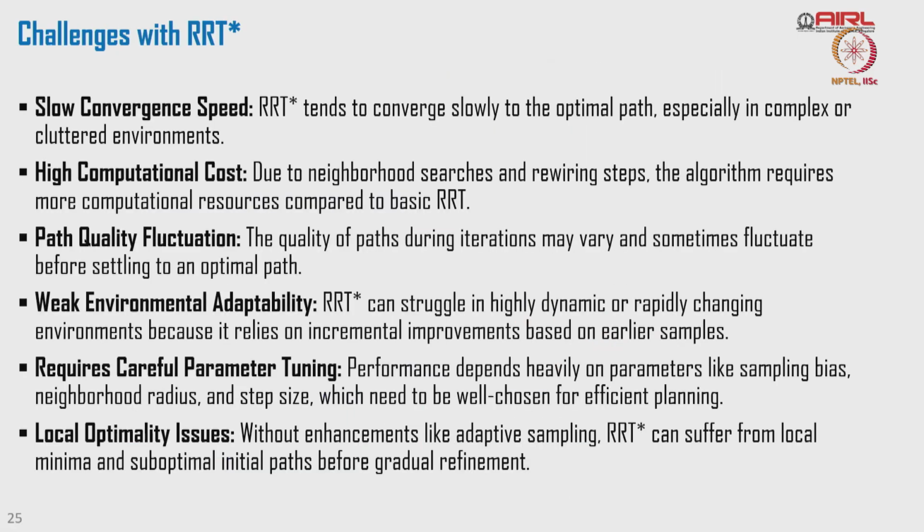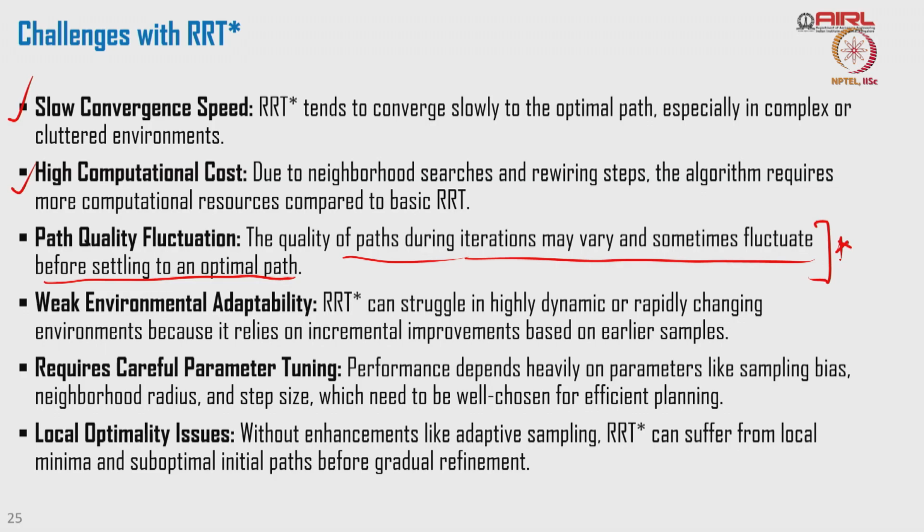But what are the challenges of RRT star? Yeah, we have seen that already. There is a slow convergence rate, then sometimes it can be highly computationally costly as the number of samples increases. Then path quality fluctuation can be there: the quality of paths during iterations may vary and sometimes fluctuate before settling to an optimal path. That also can happen sometimes, so we have to be careful.